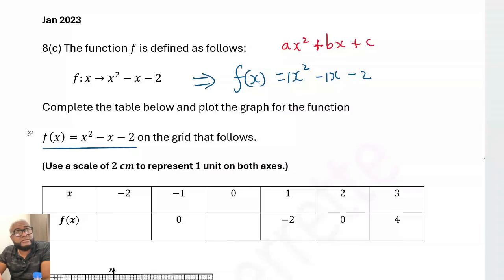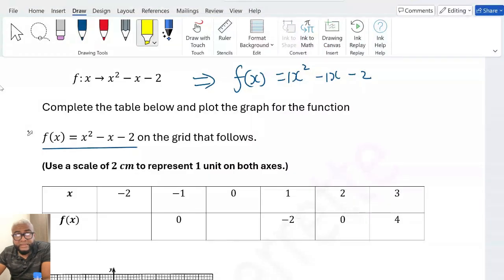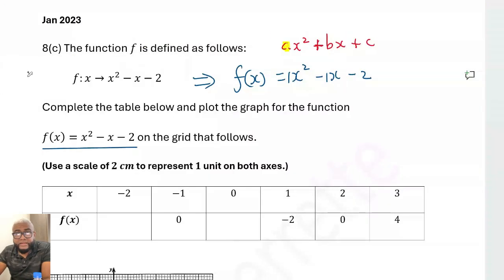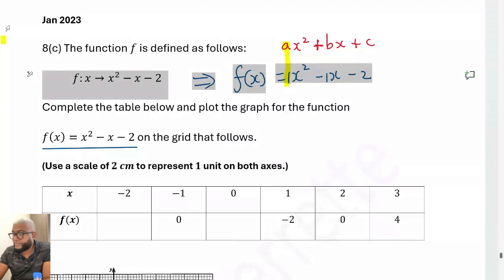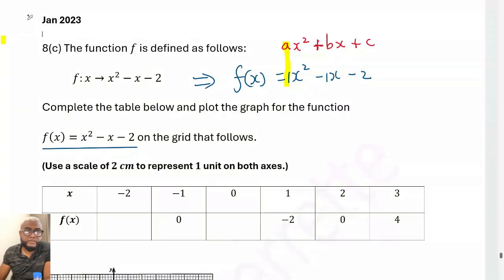Why not? What's the value of a, guys? 1, exactly. Right? The value of a is 1. What's the value of b? Negative 1. Right? What's the value of c? Well, the whole thing. Come on, guys. This is a quadratic. Right?